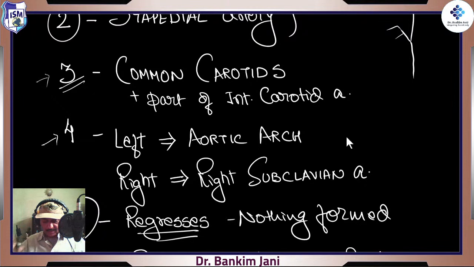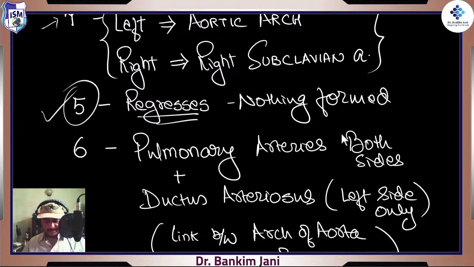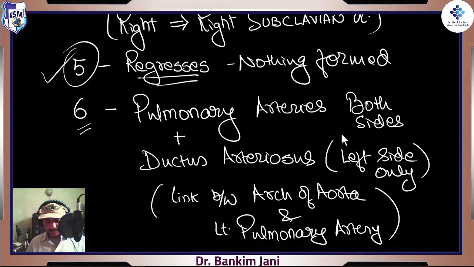See, this is the thing. On the left side, it is forming the arch, right? But on the right side, it is forming the right subclavian artery. So that's how things are divided. The fifth regresses. And the sixth one forms the pulmonary arteries on both sides and the ductus arteriosus.